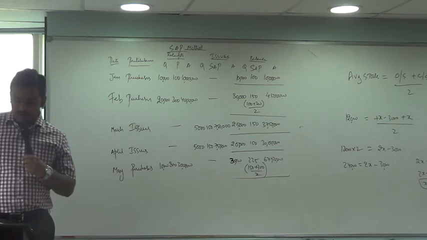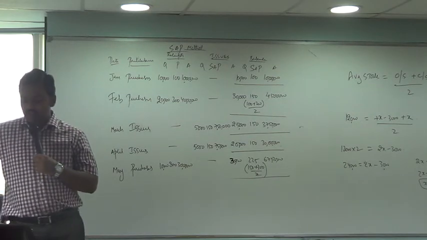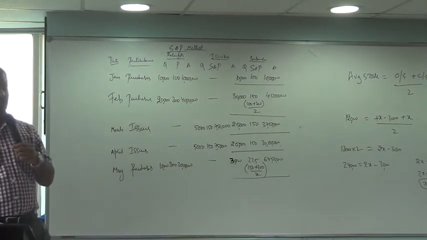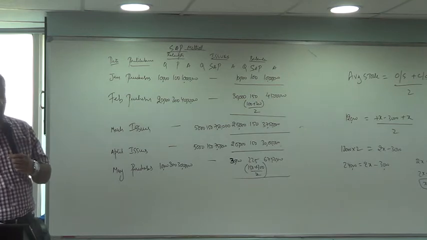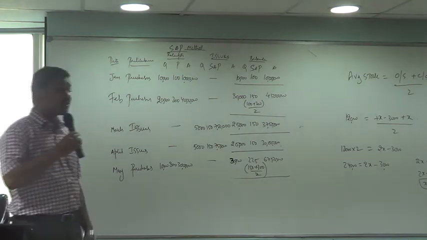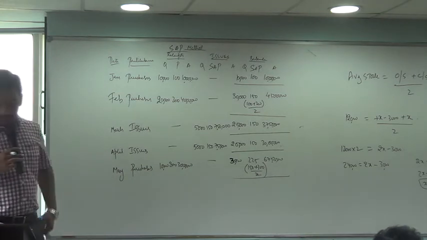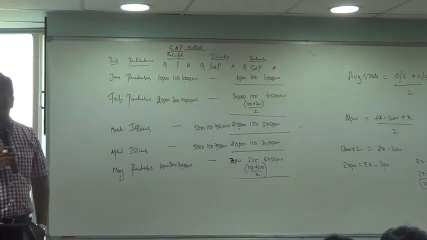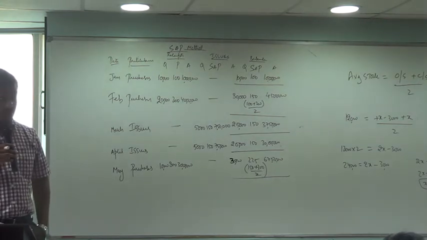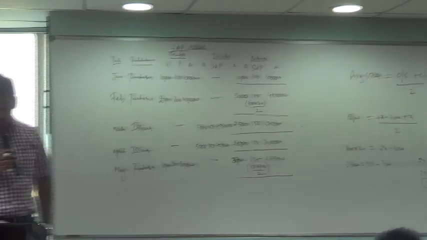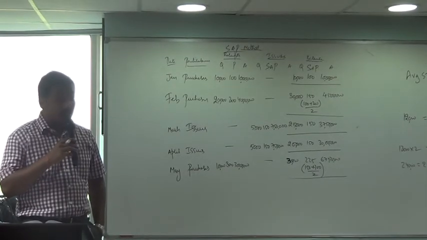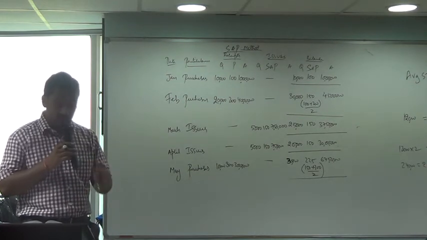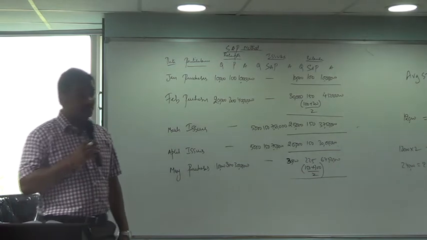On 31st March 2011, the value of inventory as per physical inventory taking was 3,25,000. So on 31st March, as per physical counting, what was the value of stock? 3,25,000. The company's gross profit on sales has remained constant at 25%. The management of the company suspects that some inventory might have been pilfered by a new employee. The new employee has stolen some stock. They have doubt. What is the estimated cost of missing inventory?